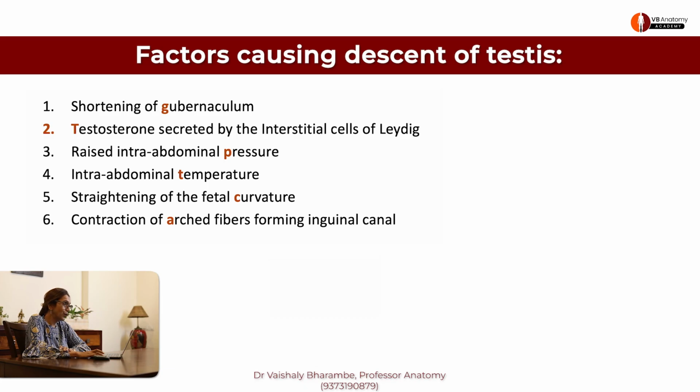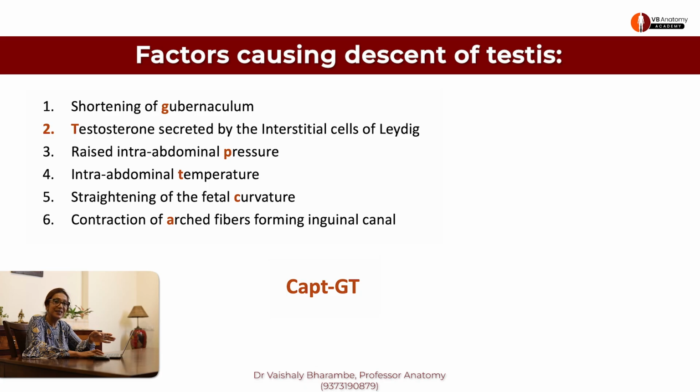So what's your mnemonic for this? Capt GT. I don't know if it works for you. It worked for me. So how do you use it? Okay. The C is the fetal curvature. A is the arched fibers of inguinal canal. P and T are the pressure and temperature of the abdominal cavity. G and T are gubernaculum and testosterone respectively. Use a mnemonic or create one for yourself. Do not forget the factors that cause the descent of testes.